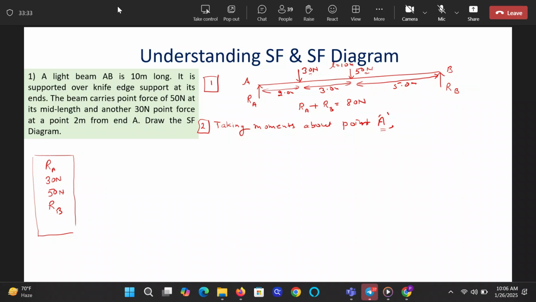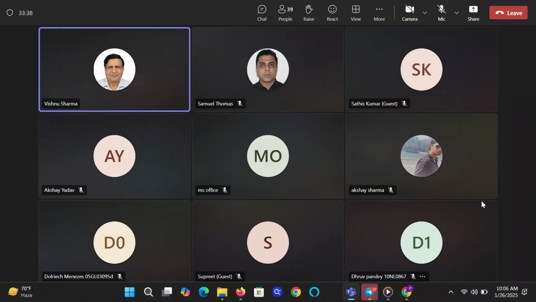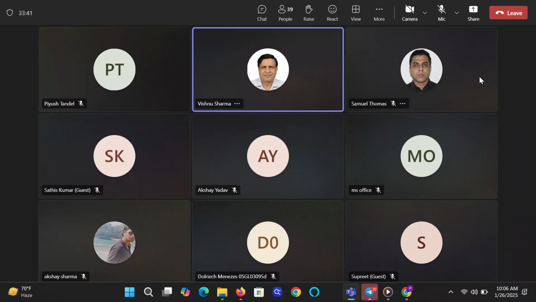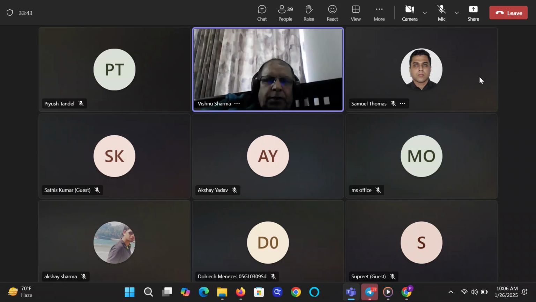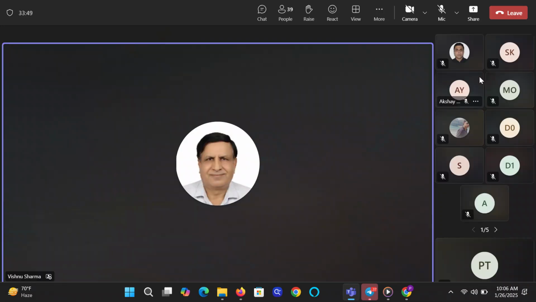Shall I put on my camera? Let me just unshare the screen, and I'm putting on my camera. I'm in Bangalore right now, just managing it. Can you see me, guys? Yes, sir. Okay, fine.